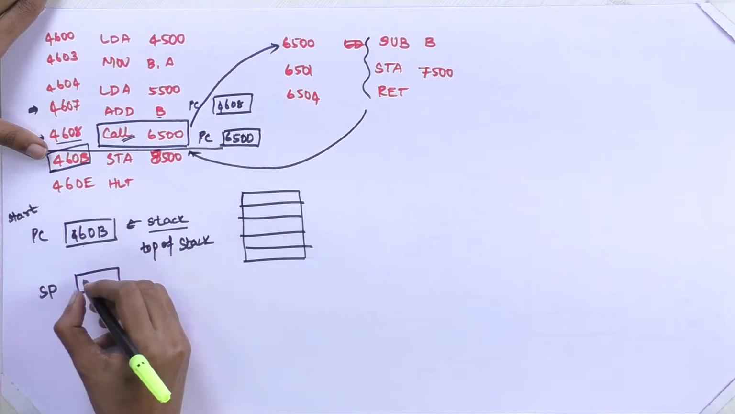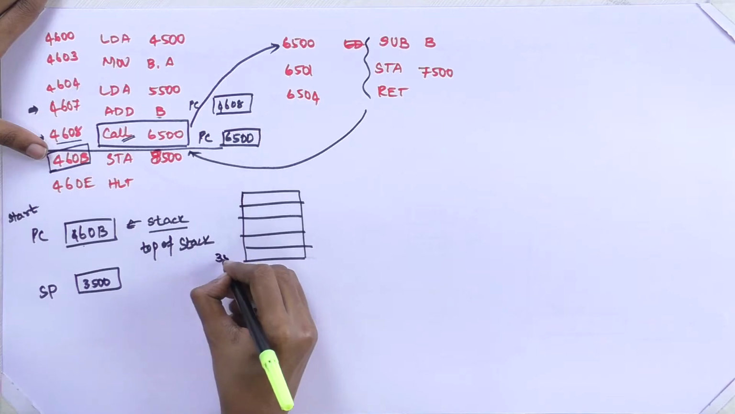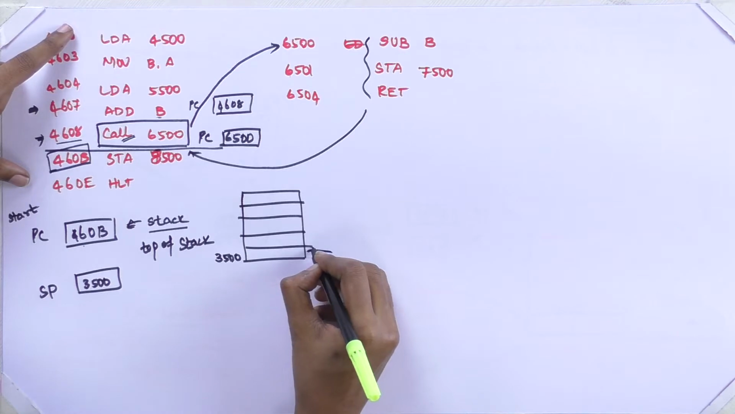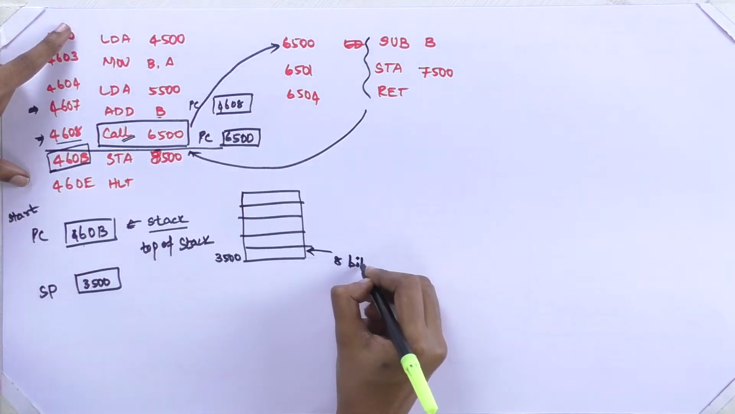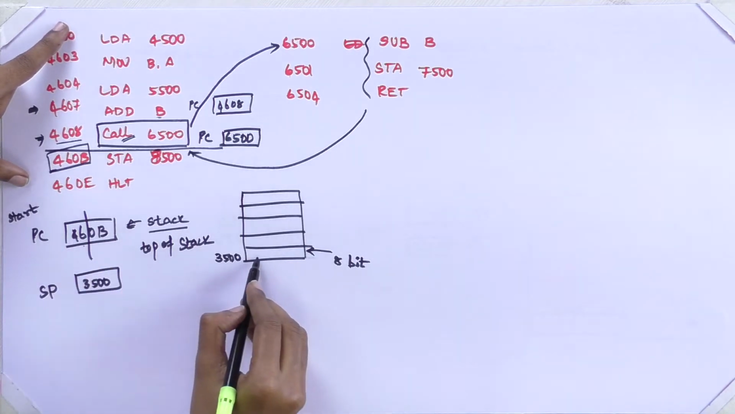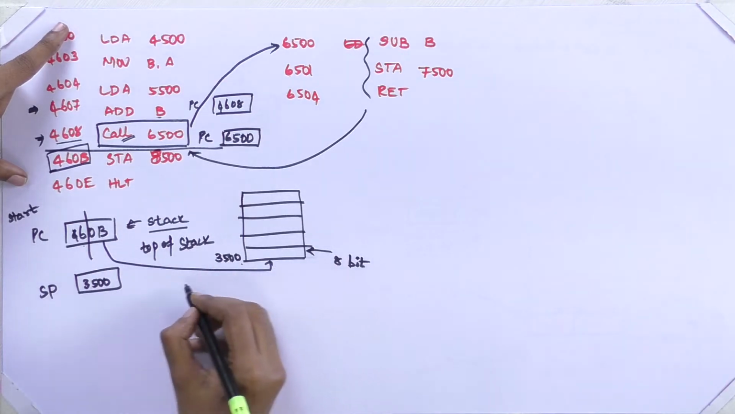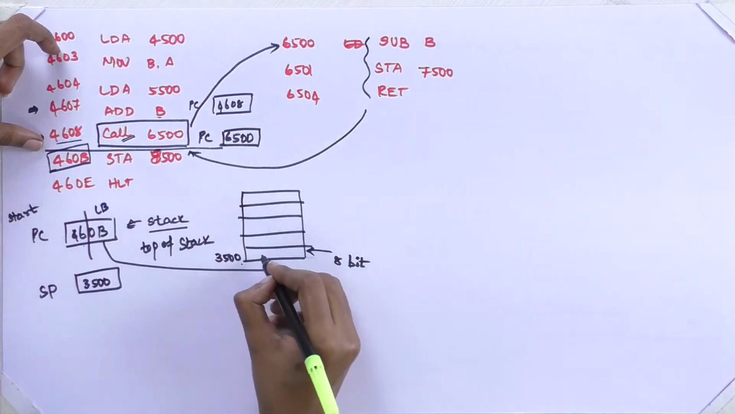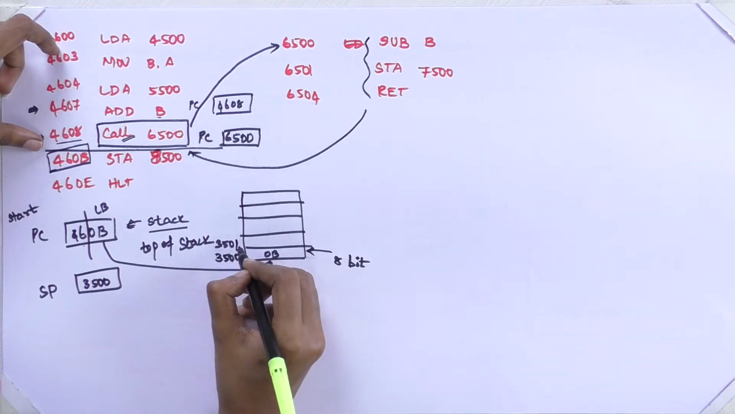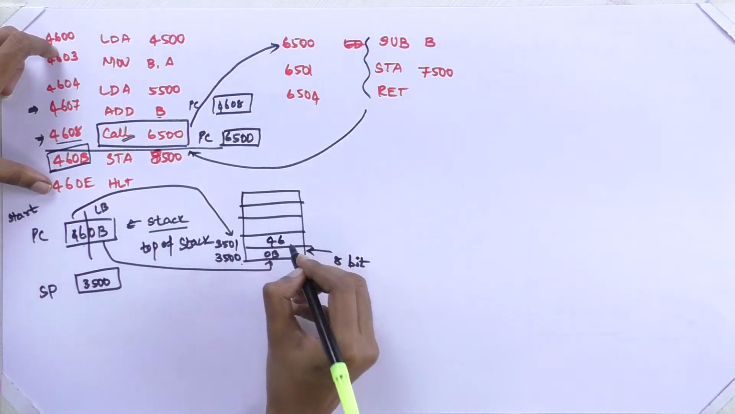If the stack pointer value is 3500, for example, we have already seen that each location is 8-bit, but the address value that we have is 16-bit. So it will be stored as 8-bit parts. At 3500, the lower byte of PC will be stored. The lower byte is 0B, and it will be stored here. Then at address 3501, the higher byte of PC will be stored, that is 46.